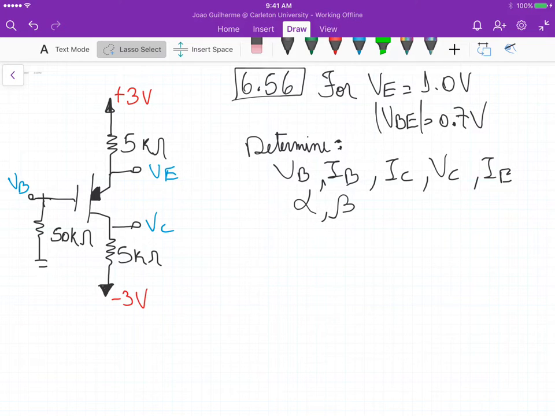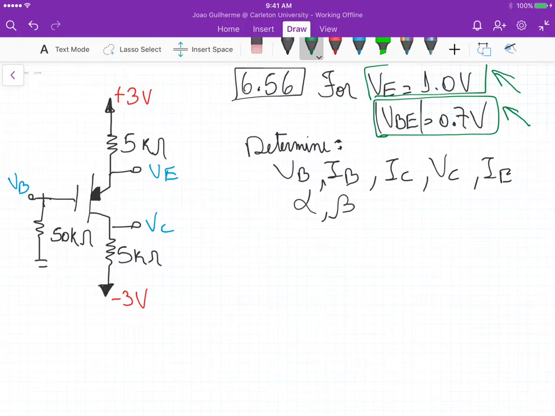For problem 6.56, we just know that the voltage at the emitter is 1 volt and that the magnitude of VBE, the base emitter voltage, is 0.7 volts. And we need to determine the base voltage and current, the collector current and voltage, the emitter current, alpha and beta. So one interesting thing about this problem is that only with those two known parameters, we can define everything else in the circuit for this particular circuit.